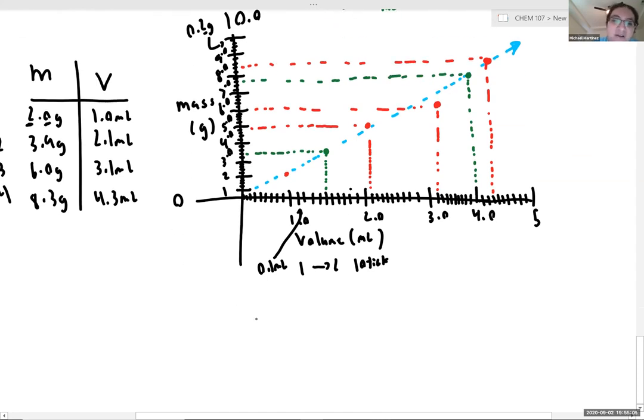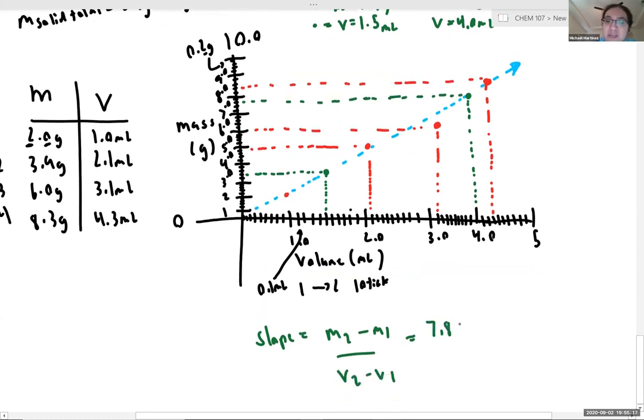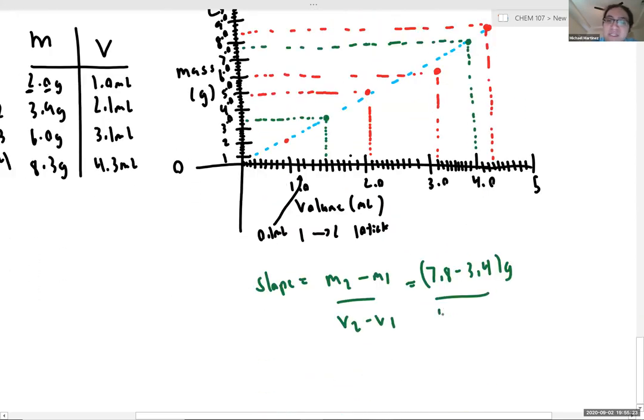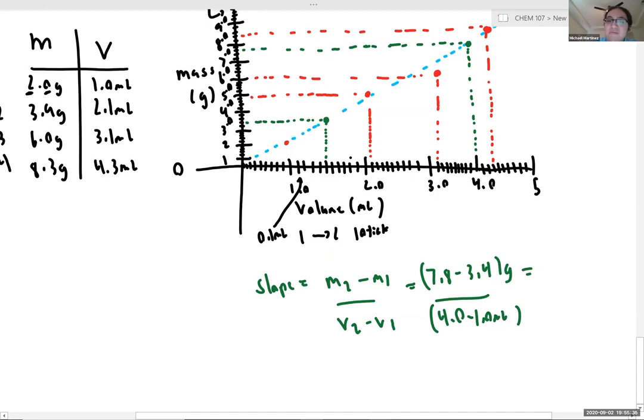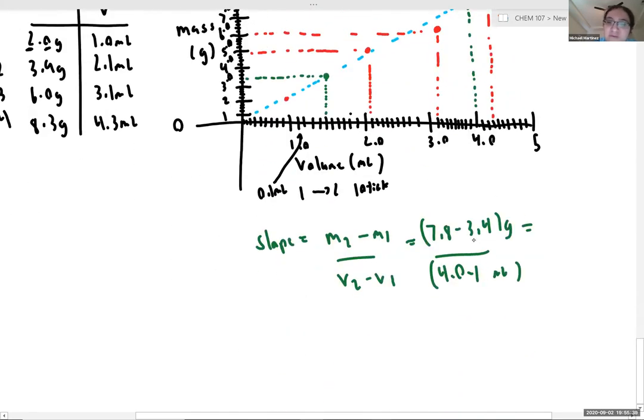Now, if we wanted to calculate the slope, we take the mass 2 minus mass 1 over the volume 2 minus volume 1. So for our mass, we'd take 7.8 minus 3.4 grams. For our volume, we'd take 4.0 minus 1.5 milliliters. So that in turn gives us 5.4 grams over 2.5 milliliters.